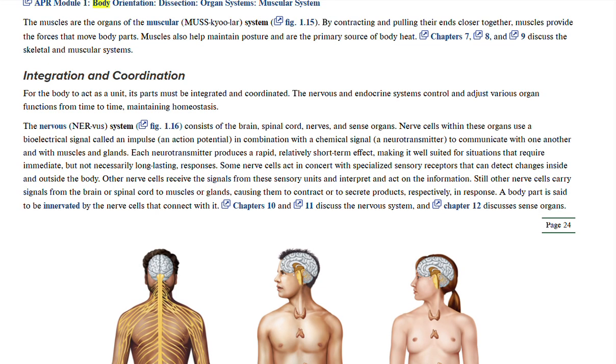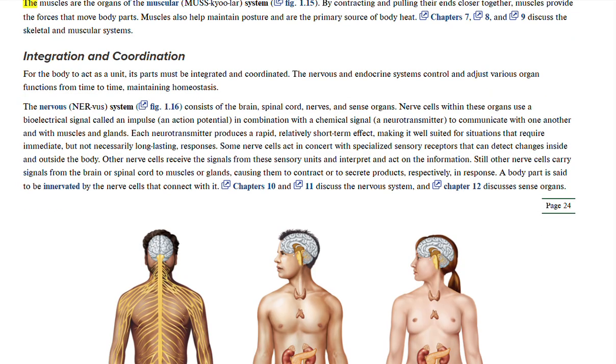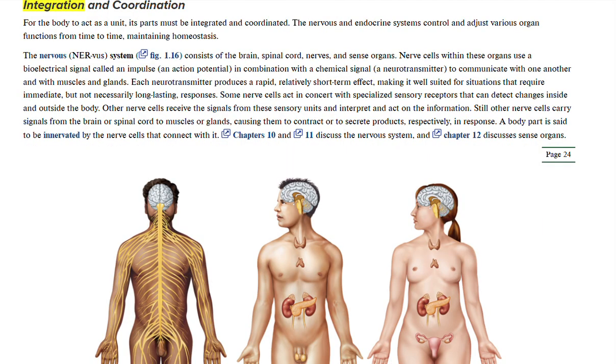APR Module 1, Body Orientation, Dissection, Organ Systems, Muscular System. The muscles are the organs of the muscular system, figure 1.15. By contracting and pulling their ends closer together, muscles provide the forces that move body parts. Muscles also help maintain posture and are the primary source of body heat. Chapters 7, 8, and 9 discuss the skeletal and muscular systems.